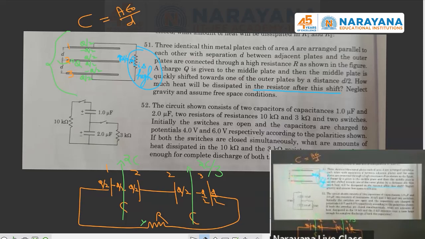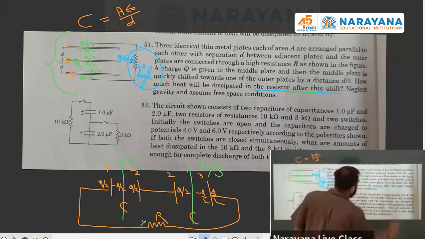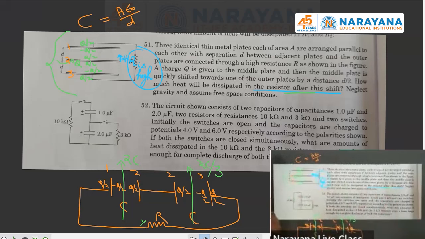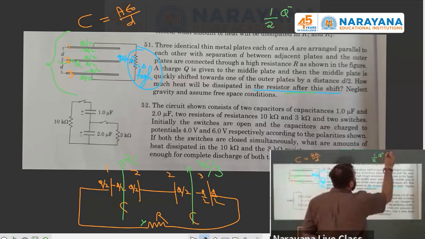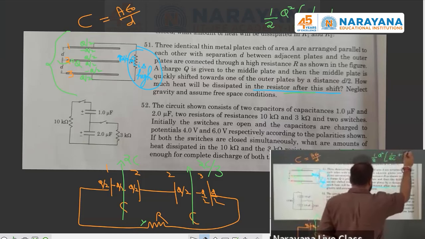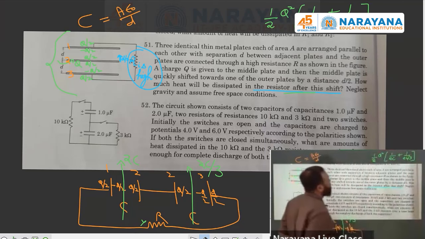Now the question will start. The question says, if you suddenly move it and now stop, then afterwards, how much heat will be generated from the resistor? That was the question. So because the charge has not changed, but the capacitance has changed, right? The new state which has been acquired is known to us. And in that state, the energy now is half of Q square into a factor of 1 upon 2C plus a factor of 1 upon 2C by 3. Yeah.